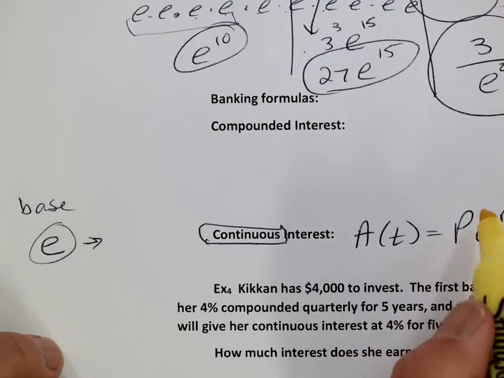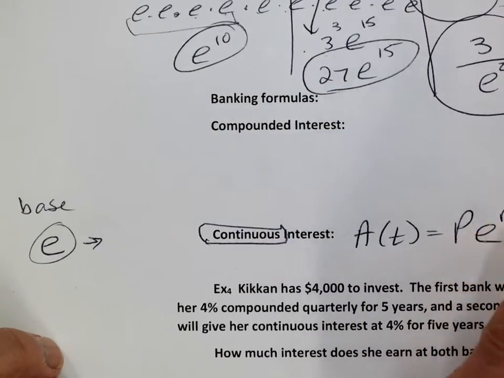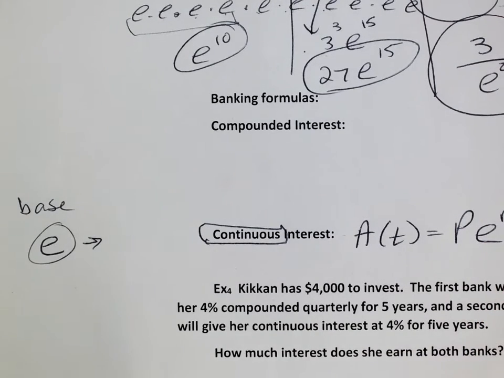Amount over time. Now, P is what you plug in, the amount you start with. e is our e number. r is our interest rate, okay? And t is time, okay?